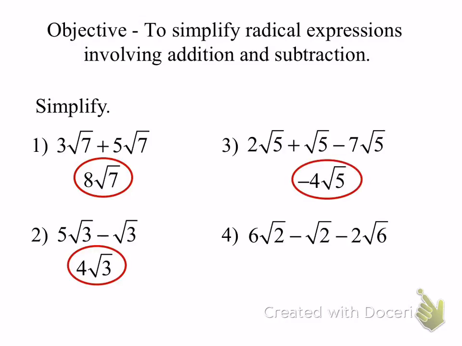Good. Now, why is this one different, this next one? Yes. Because you have some different terms. You have a radical 2 and a radical 6, and so I can only combine these two. 6 radical 2s minus 1 radical 2 make how many radical 2s? 5 radical 2s. And then I'm left with the 2 radical 6. Okay. Questions? Okay, so you guys good?